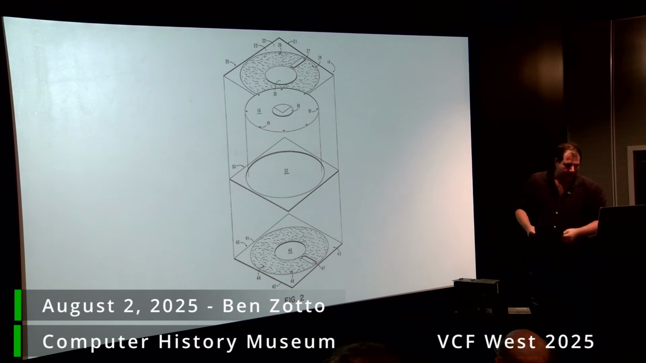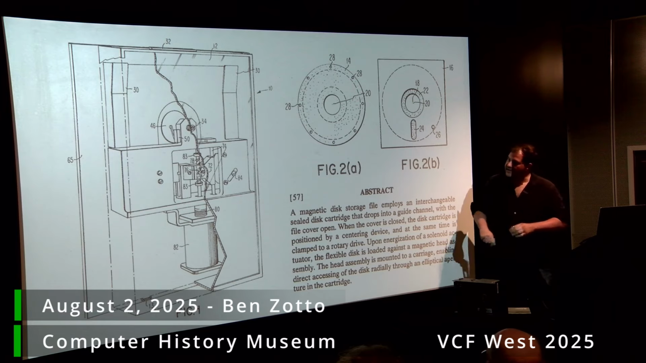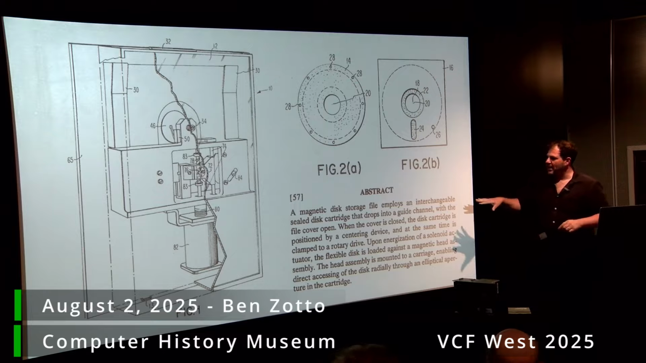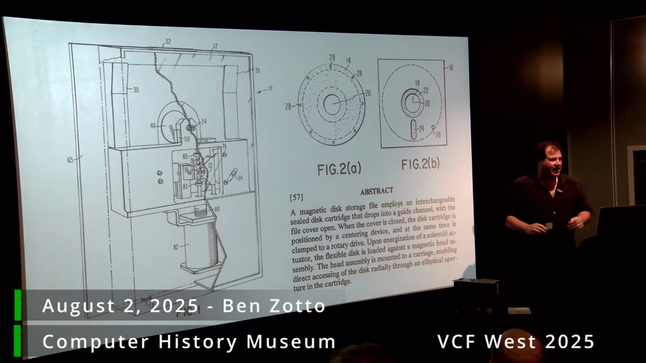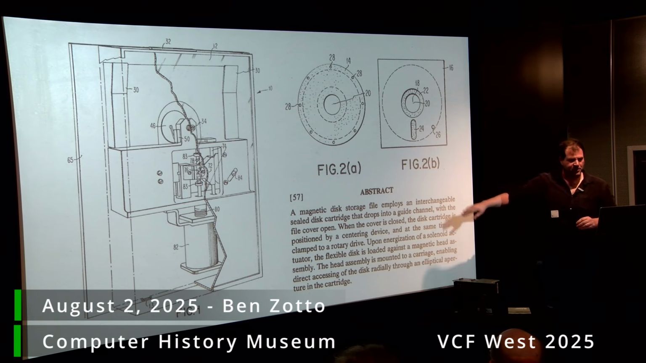Mind blown. And the drive that they went into, the patent drawing looked like this. And this is the IBM disk drive. And you might notice in the abstract, it describes it as an interchangeable sealed disk cartridge that drops into a guide channel. And you'll notice it's sort of oriented vertically in this picture, and it refers to being dropped.